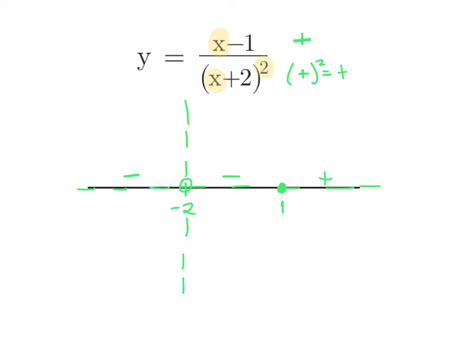Take it one interval at a time. On that first interval, when x is less than -2, we're going to stay below the x-axis and approach each of our asymptotes. So from here over to here. On the next interval, we're going to go from an asymptote over to a 0, and our graph is going to be negative. So it'll be below the x-axis. So it'll be like this.